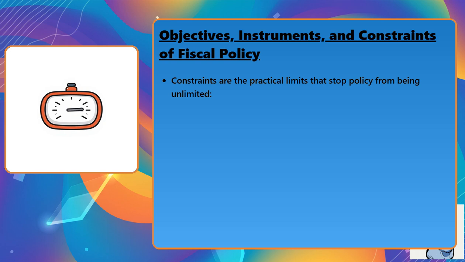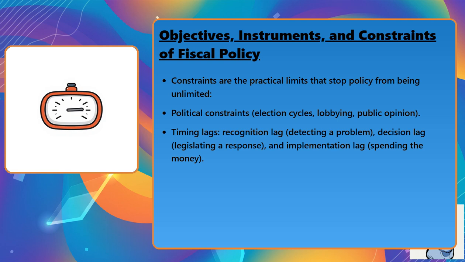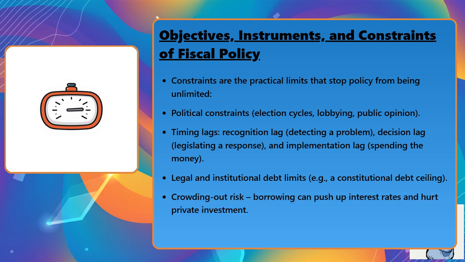Constraints are the practical limits that stop policy from being unlimited. Political constraints: election cycles, lobbying, public opinion. Timing lags: recognition lag, detecting a problem; decision lag, legislating a response; and implementation lag, spending the money. Legal and institutional debt limits, for example, a constitutional debt ceiling. Crowding out risk: borrowing can push up interest rates and hurt private investment.